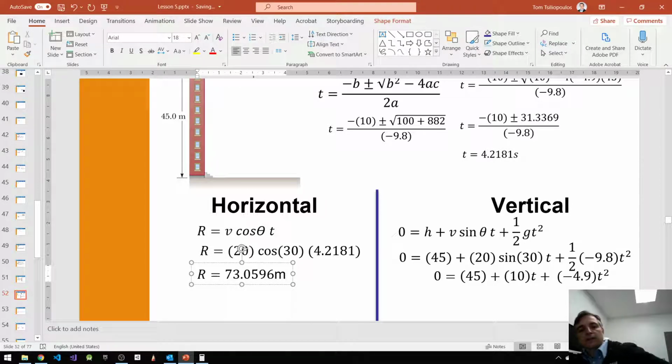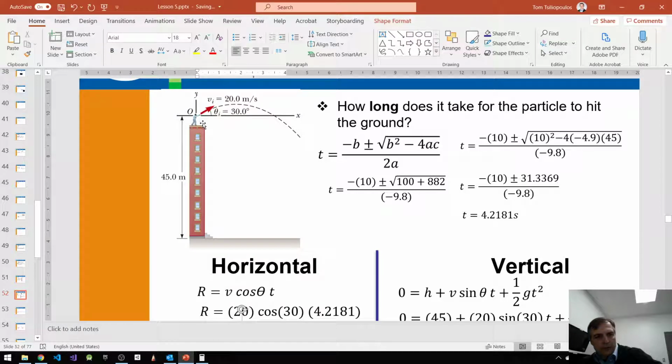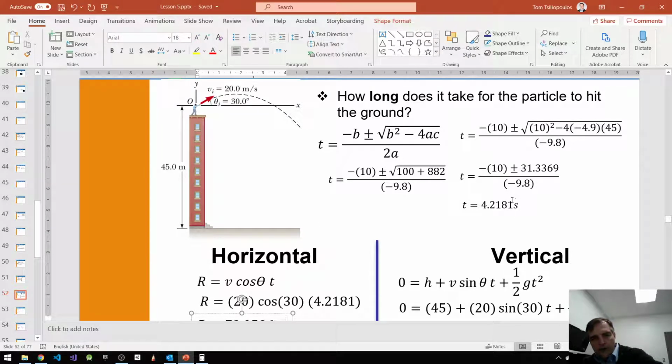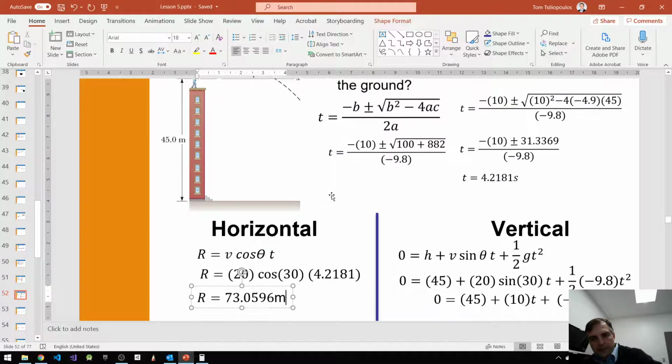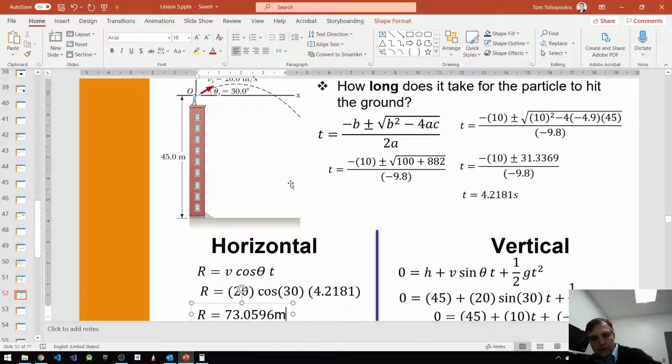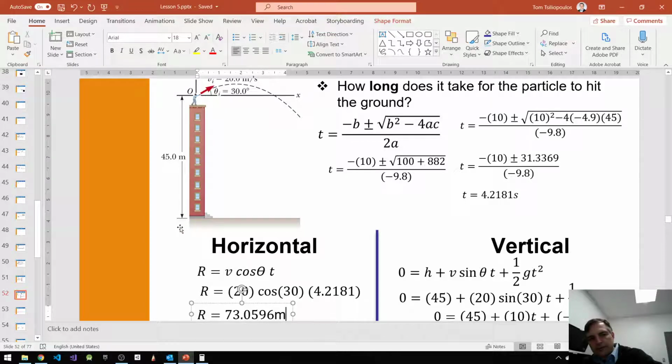Does that make sense? So again, with a muzzle velocity of 20 meters per second, at a 30 degree angle from the horizontal, this thing drops like a stone until it hits the ground. It takes 4 seconds for this to happen. And it's going to drop, as an example, to a range of 73 meters away from the tower. Notice that it's almost double the height of the tower. This is how far it's going to go. It's going to be way over here.